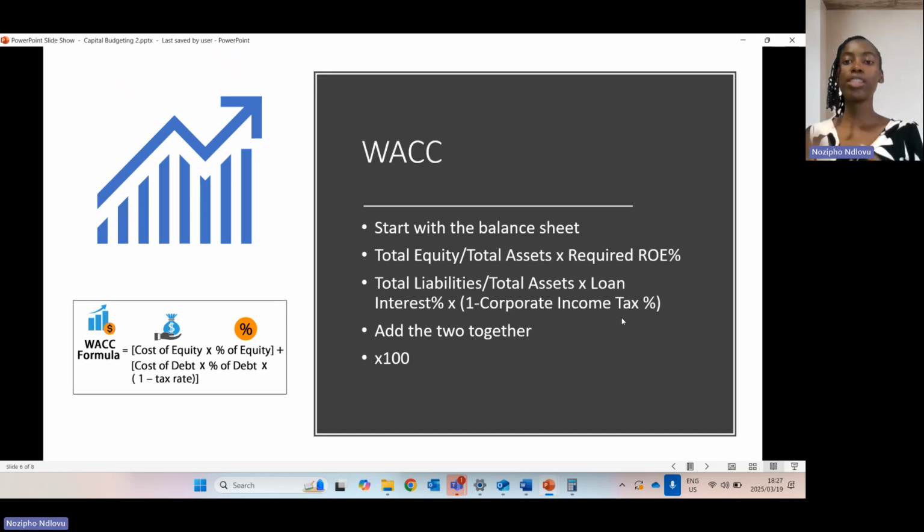Then you need to subtract the corporate tax, which is usually given. Then you add all these things together and then you multiply by 100. If we are given preferred shares, we also add them. So how would we add the preferred share? You will have your total equity divided by total asset, multiplied by the ROE. You will have your total liabilities divided by total asset, multiplied by the percentage. Then you also still multiply that by the 1 minus t. If you are given t, then we're going to have here a plus total assets that are preferred divided by the total assets, and then you also get the percentage that is attached to it.